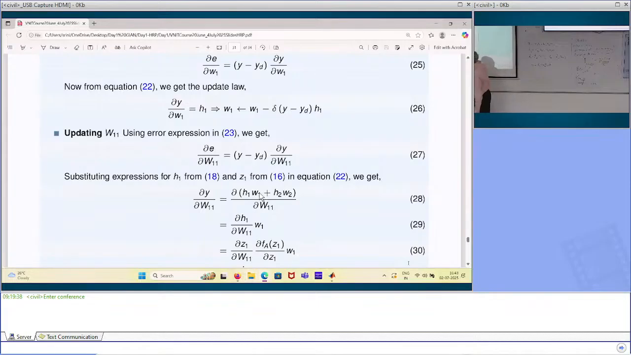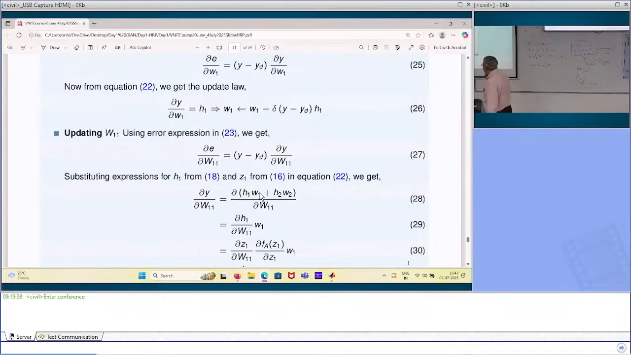This I have simply written: Y is H1 W1 plus H2 W2. So now in our case, H2 does not have W11, right? Correct? There is no W11 in H2. Does Z2 have W11? No. So H2 also does not have it. So when we take the derivative, we are only left with H1.